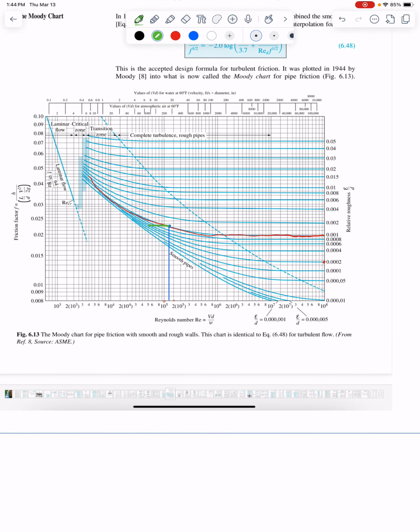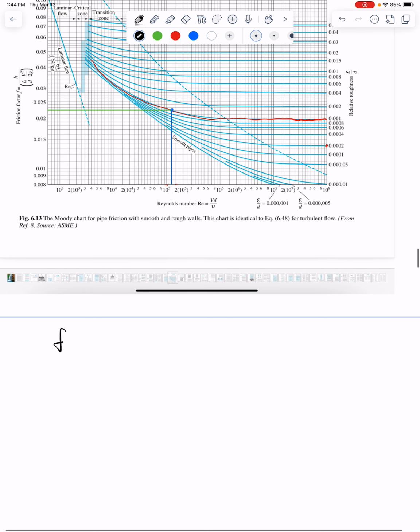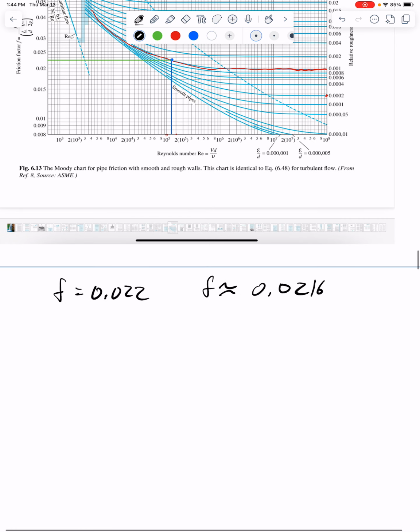Draw a line over. I get an f value that is about 0.022. Am I right? I'm close. The actual answer should be 0.0216. All right, so using this term, I'm going to rewrite my expression for head loss here and plug in my related terms.